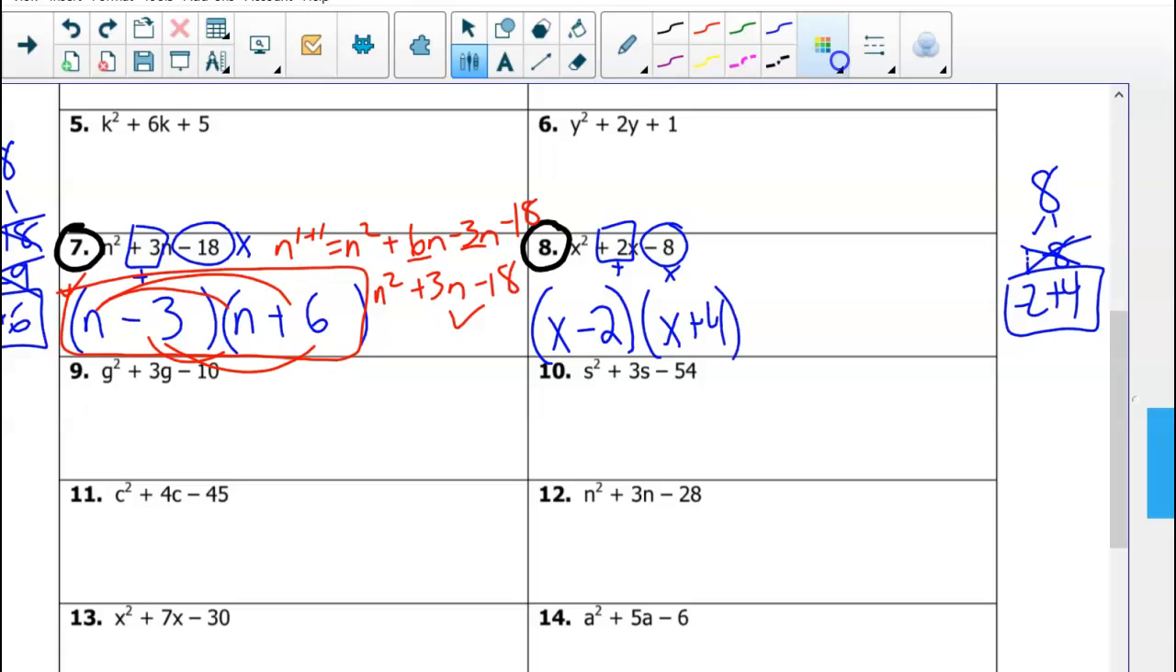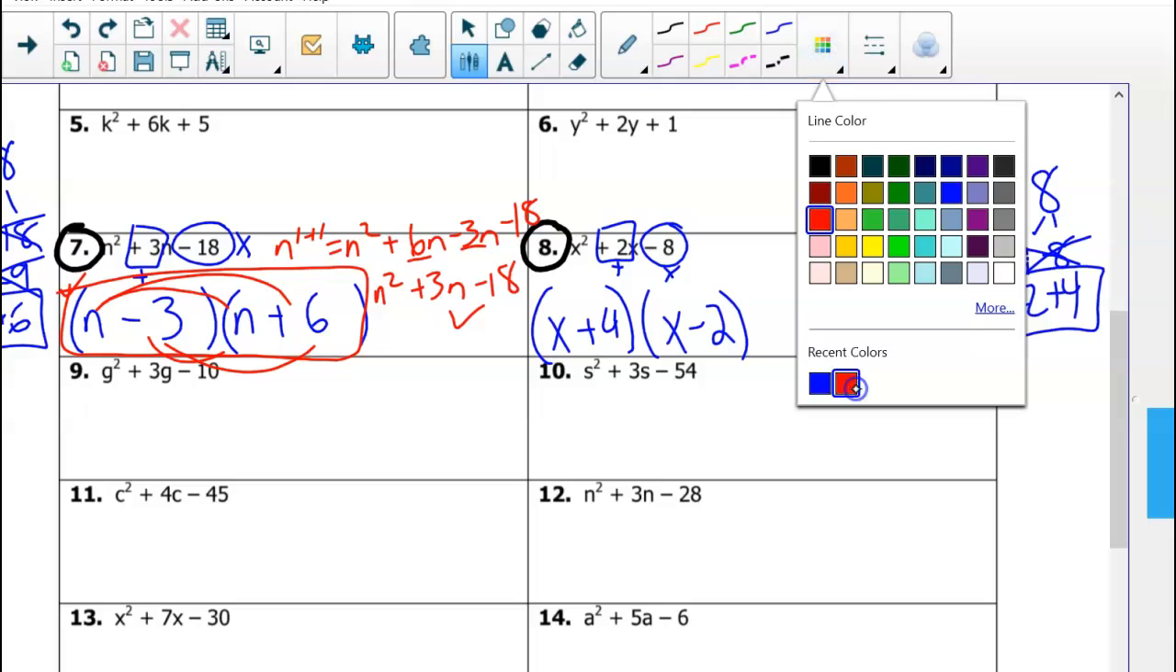I did mean to say this earlier, so I'm going to say it now. The order in which you write this does not matter. I could have written plus 4 and minus 2. The order here does not matter which one you write first, as long as you write both and have the correct signs. Remember, multiplication is commutative, so you can switch them if you want.